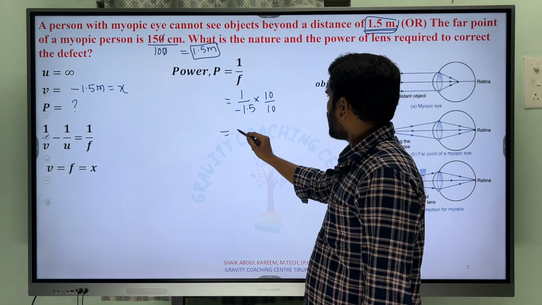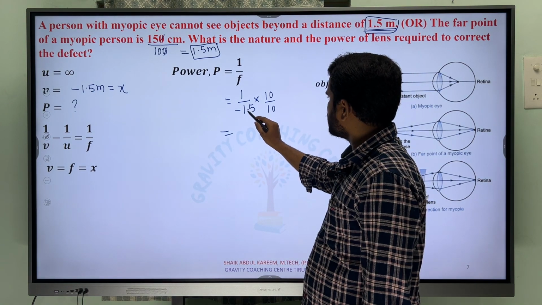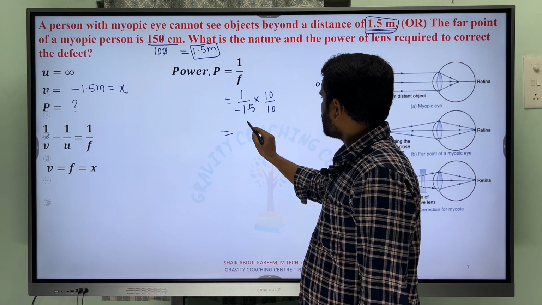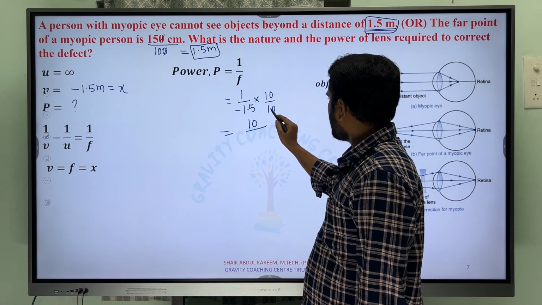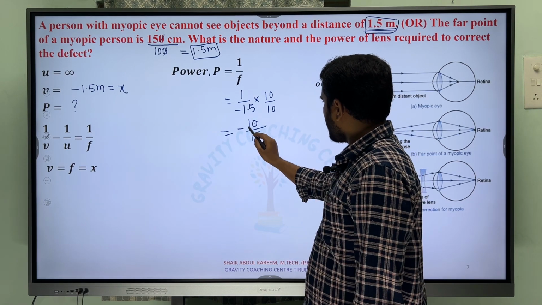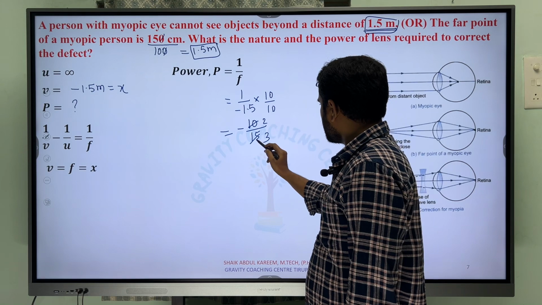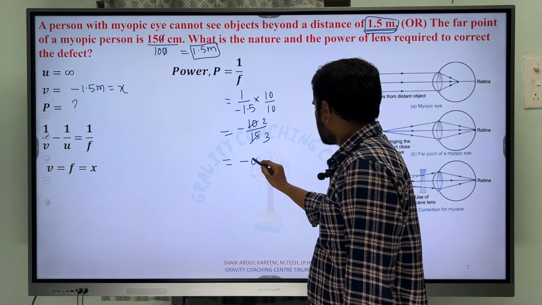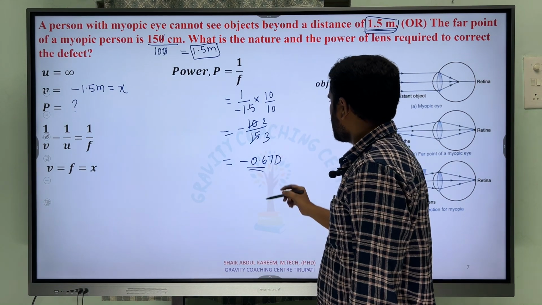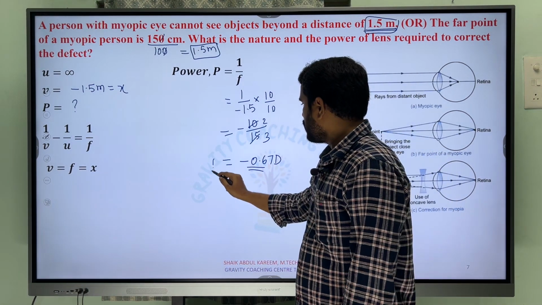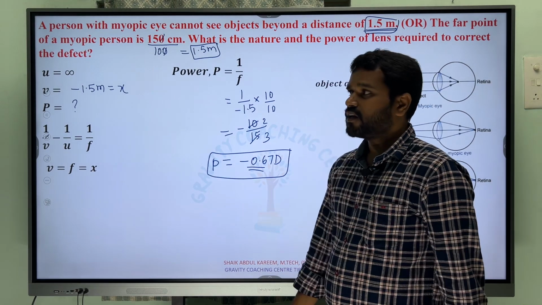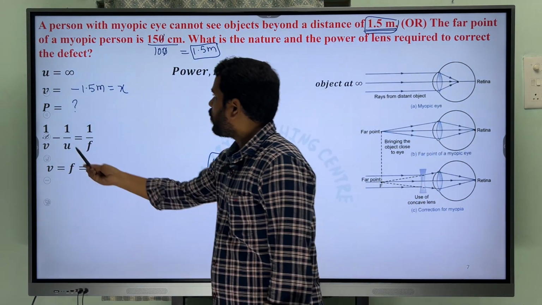Since after the decimal one digit is there, I am taking 10 by 10. 1.5 into 10 is 15. There is a negative sign, put it there. 5 twos are 10, 5 threes are 15, so that will be minus 0.67 D. This is the power. Power is equal to minus 0.67 diopter. Okay. Let us see one more question.